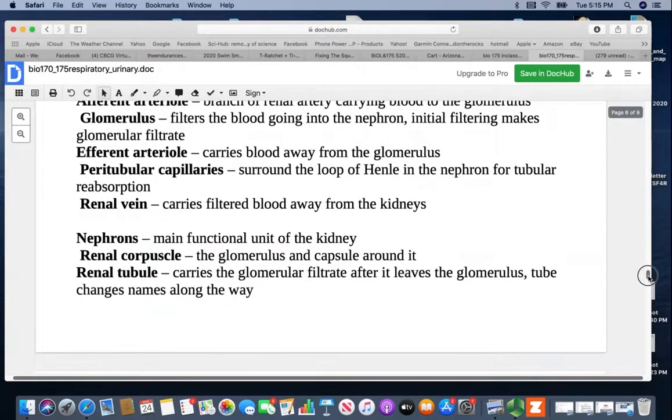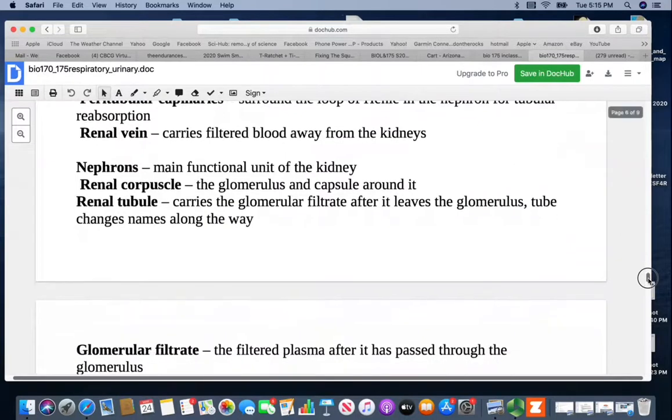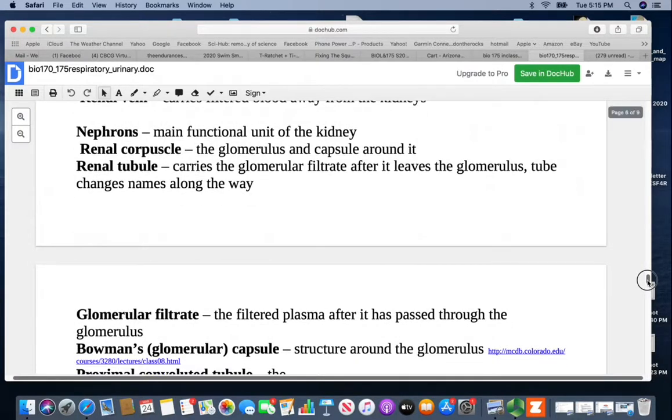The nephron is the main functional unit of the kidney. The renal corpuscle is the start of it. It's the glomerulus and then the capsule around it. That will connect to the renal tubule. As the glomerulus allows that glomerular filtrate to go through, it will go into the Bowman's capsule. It's a capsular structure, sometimes called the glomerular capsule. That will join into the renal tubule. This will carry the filtrate after it leaves, and this tube changes names as it proceeds along the way.